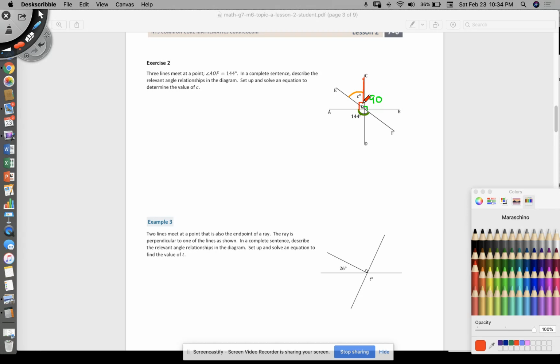If I did this plus this, and if I kept going and added in that 144, I'd get a straight angle. So this would be C plus 90 equals 144. So if I subtract that 90 from both sides, those cancel, and I get C equals 54. For your sentence, I'm going to let you describe what's going on there instead of me telling you. So write your one sentence here.